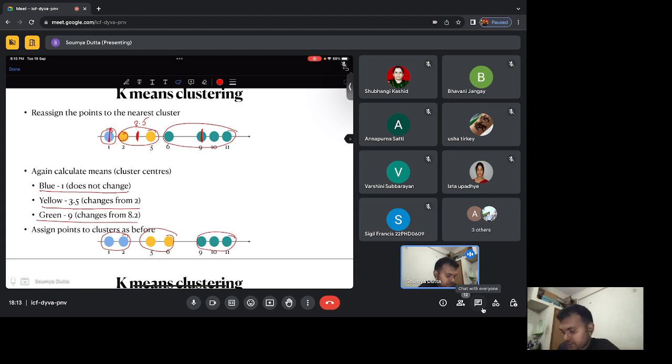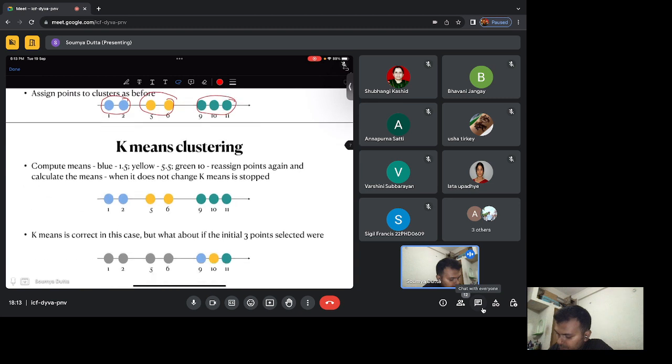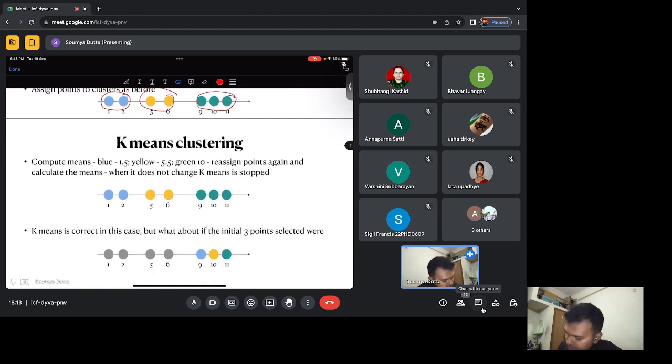And that is what you basically want. I mean, if you had looked at these points without any cluster, without any colors, you would have also found these 3 clusters and computed the means. The means now, after reassignment of the points, blue will be 1.5, yellow will be 5.5 and green will be 10. Reassign the points again, because you do not know in k-means clustering whether the points that you have found are actually good or not.